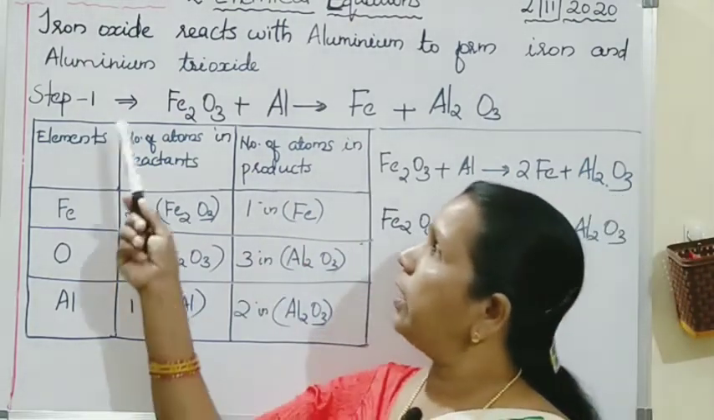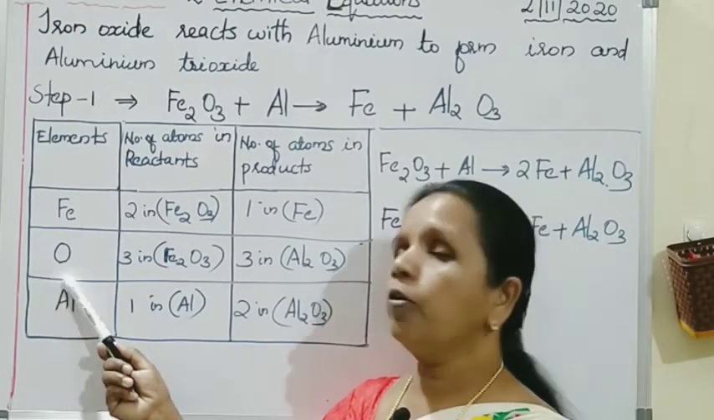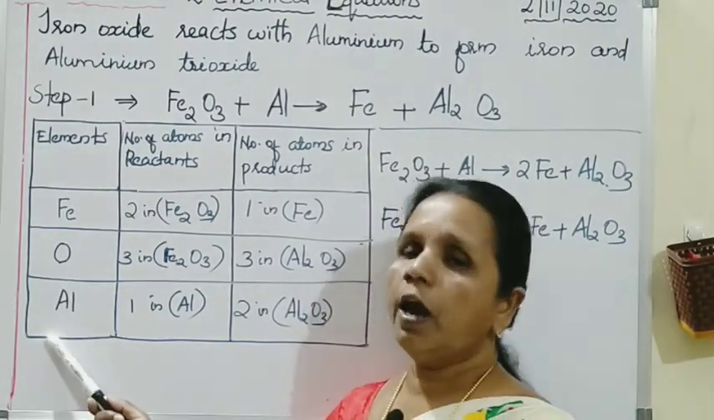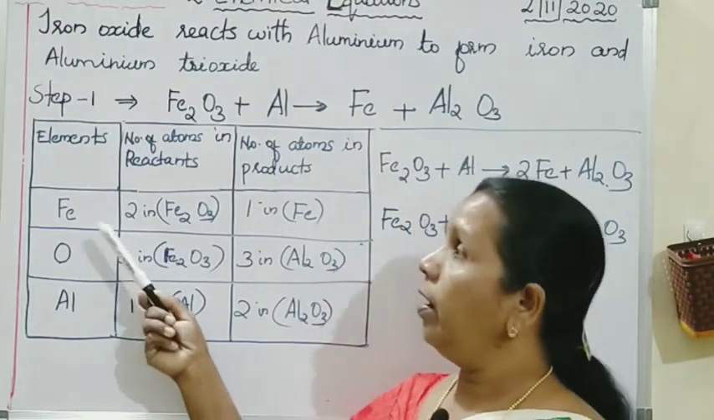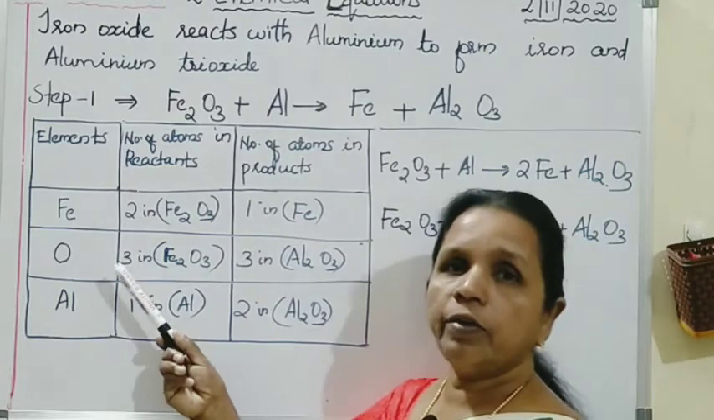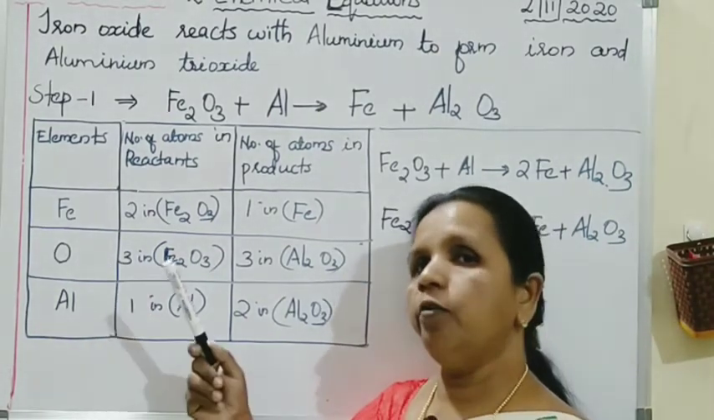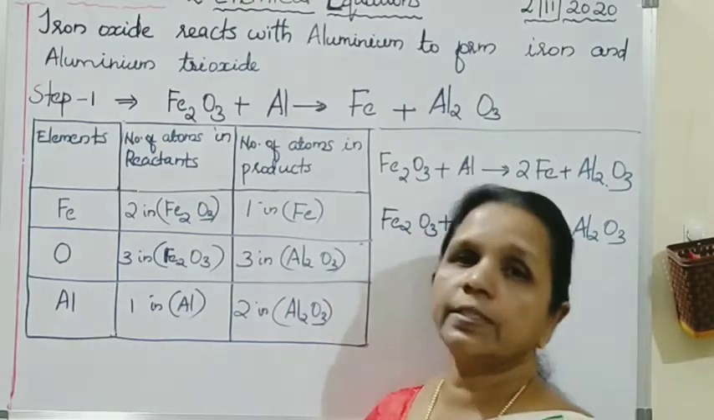Here, what are the elements? Fe is the symbol for iron, O for oxygen, and Al for aluminium. Three elements are there. First one is iron, Fe. Second one is oxygen, for which O is the symbol, and the next one is aluminium, for which Al is the symbol.